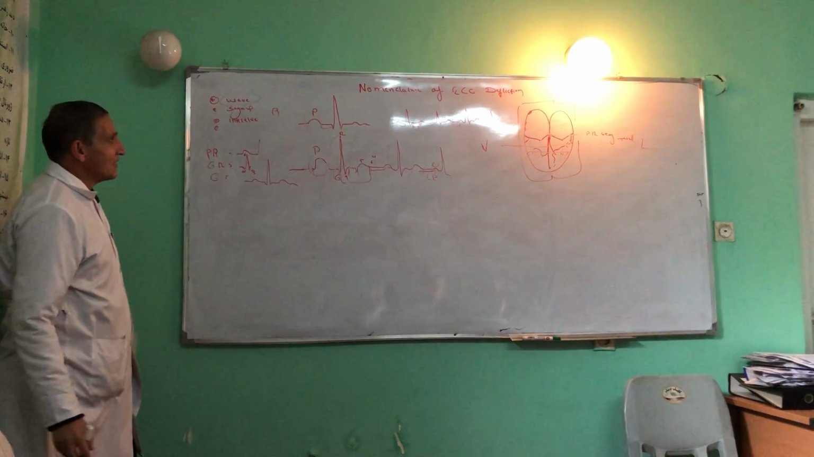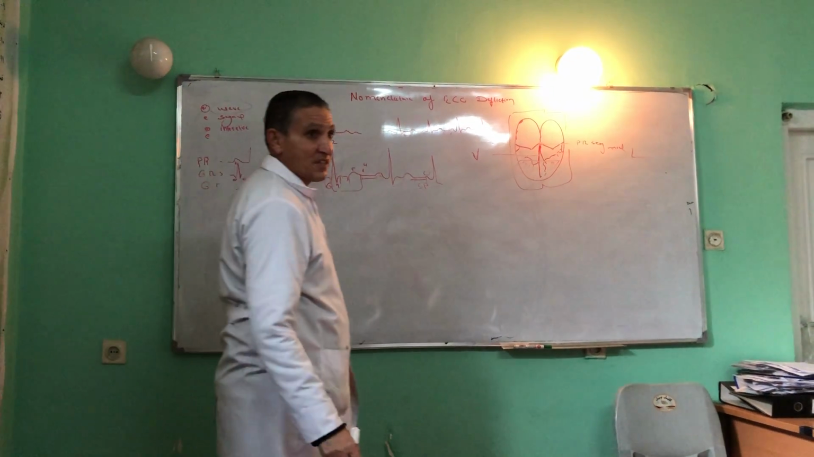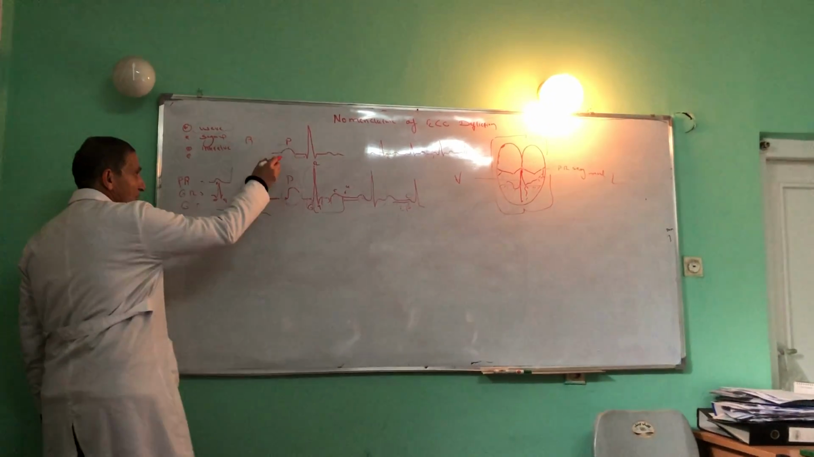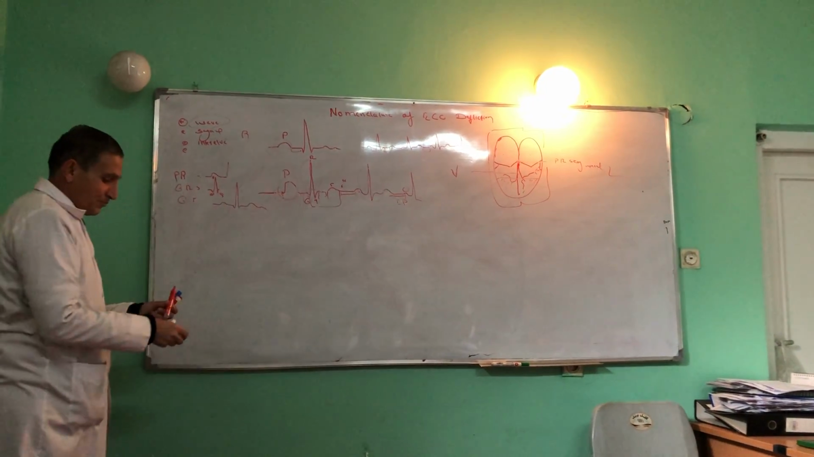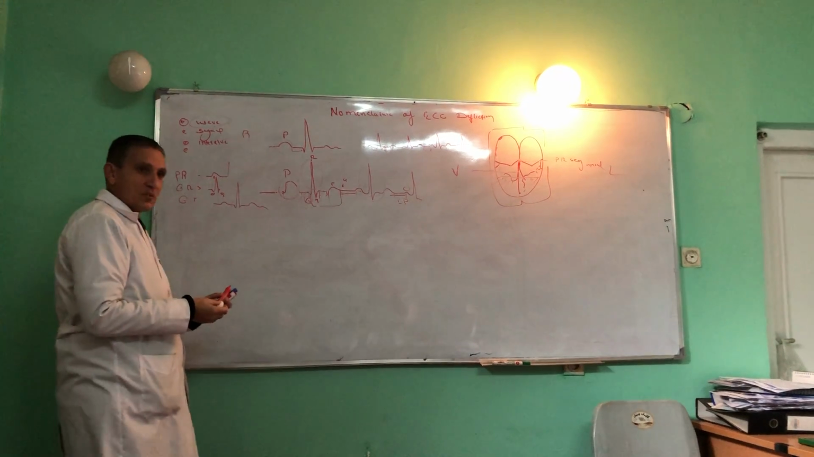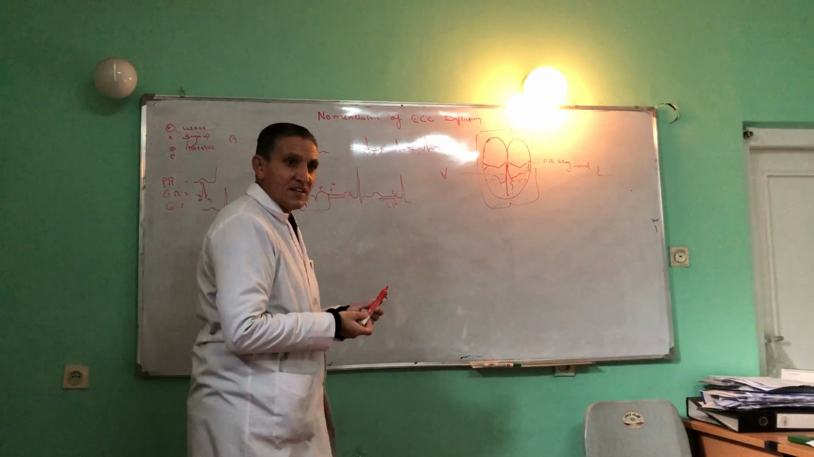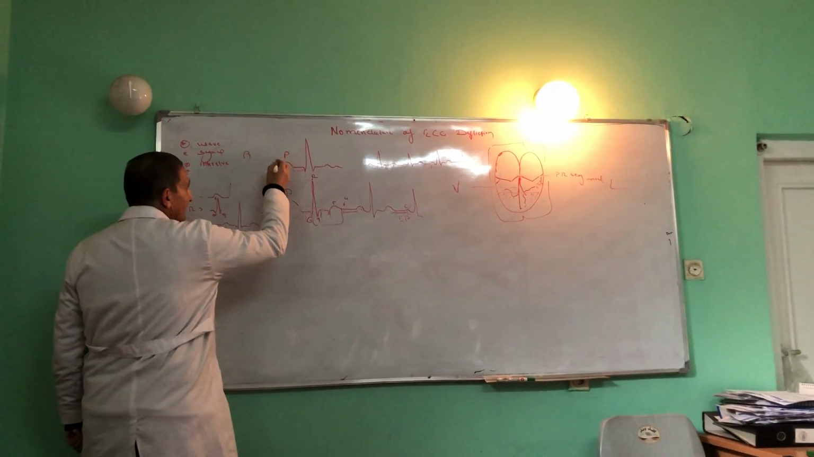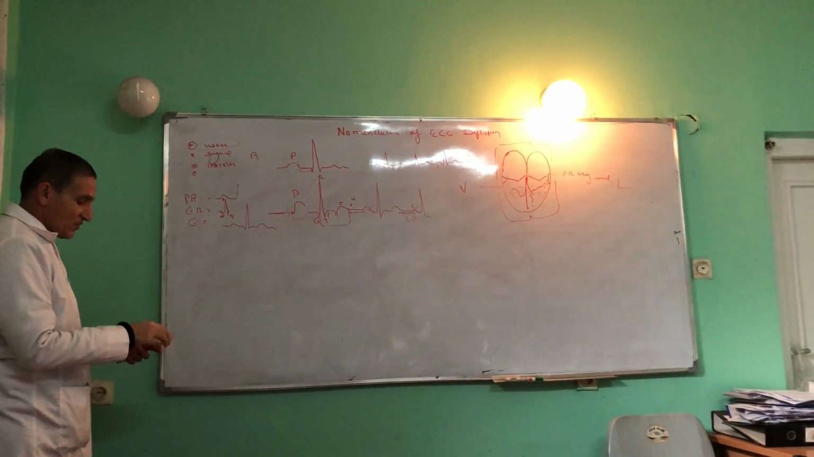Now let me discuss the morphology of these waves and the clinical role of this morphology. First, we should discuss the P wave. The normal duration of the P wave is 3 small squares, and the height is 2 small squares. What are the cases in which we don't see the P wave?